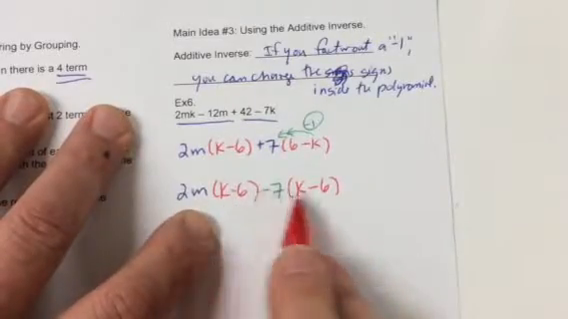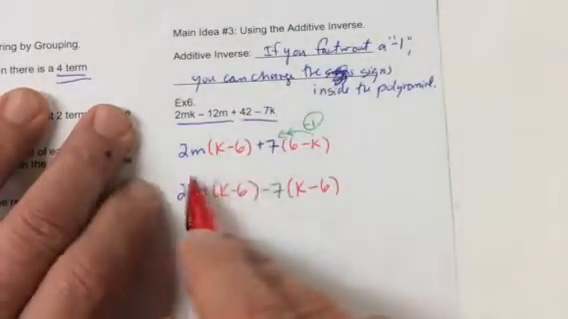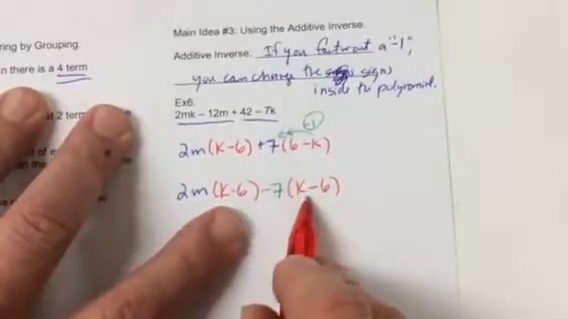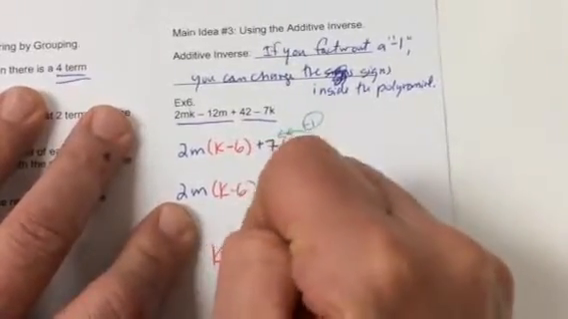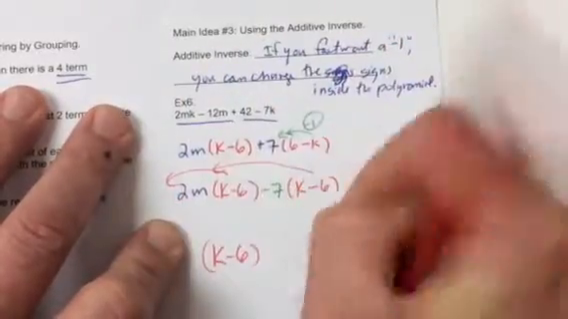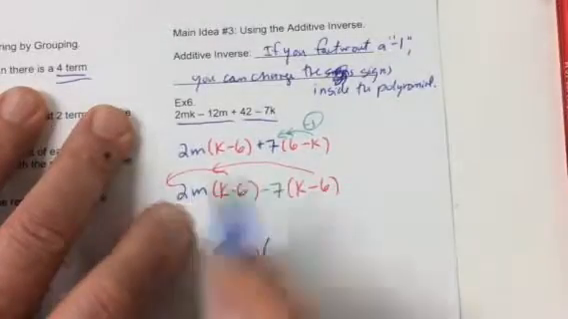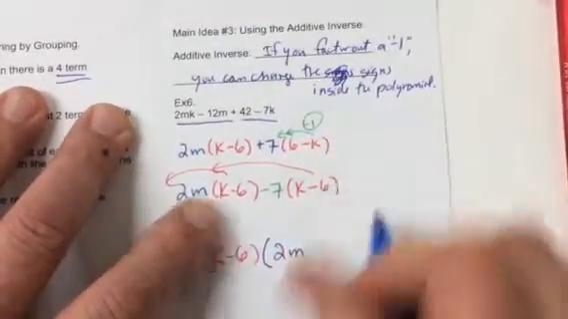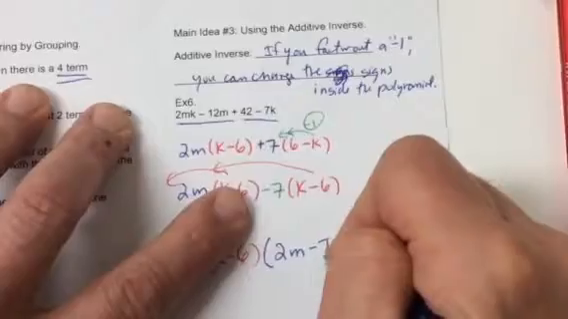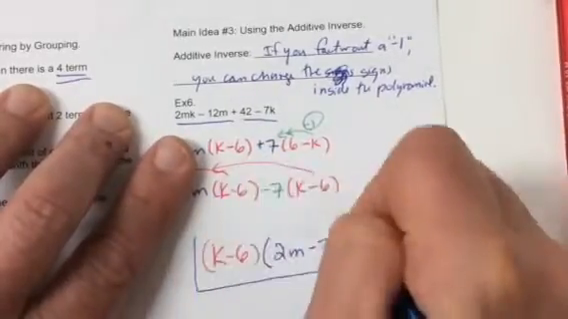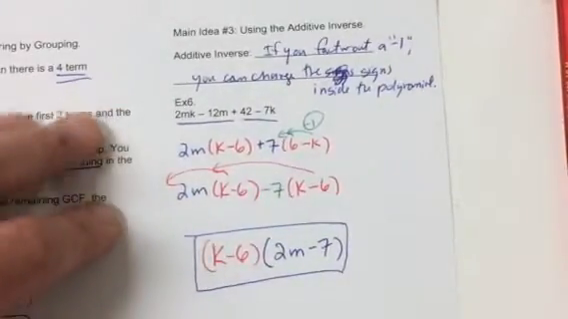Therefore, we end up with, again, my GCF now of this side versus that side at this level is going to be k minus 6. I factor out that k minus 6. What's left of the front part is 2m. What's left on the back part is your minus 7. And there you go. Okay.